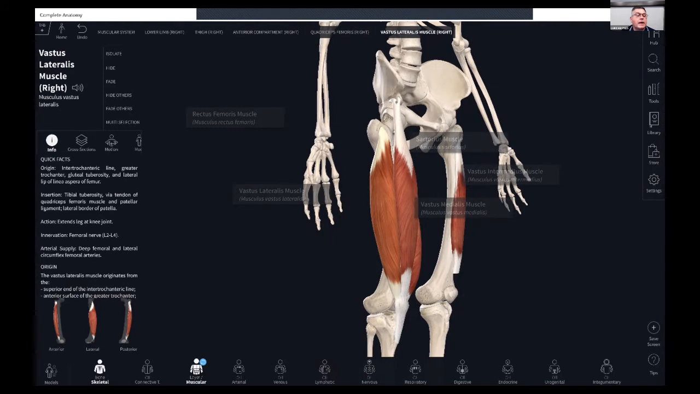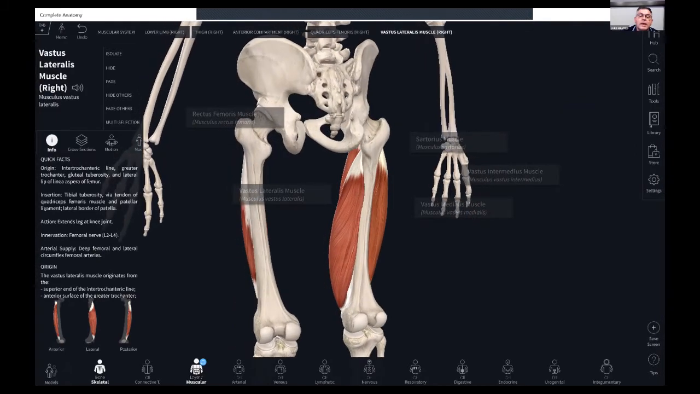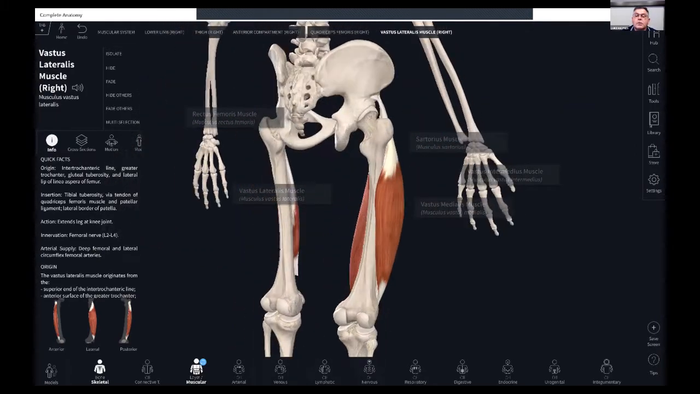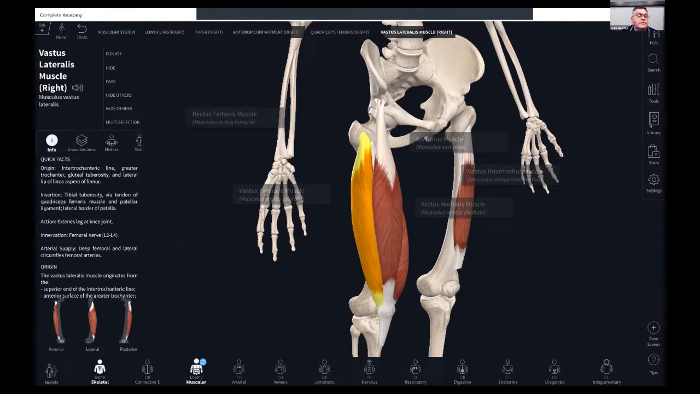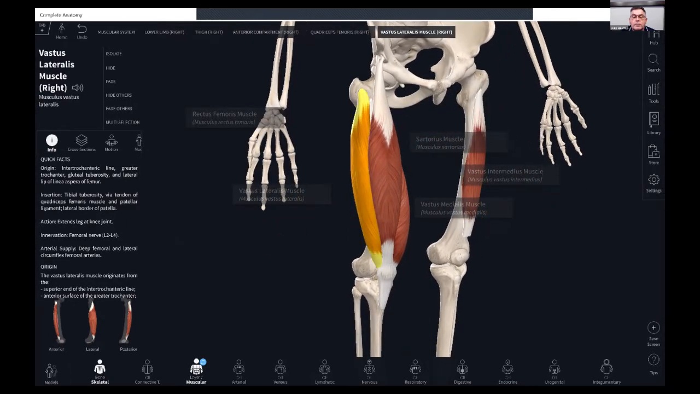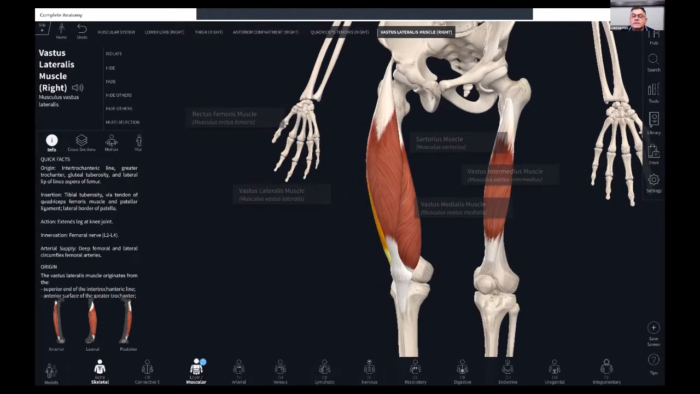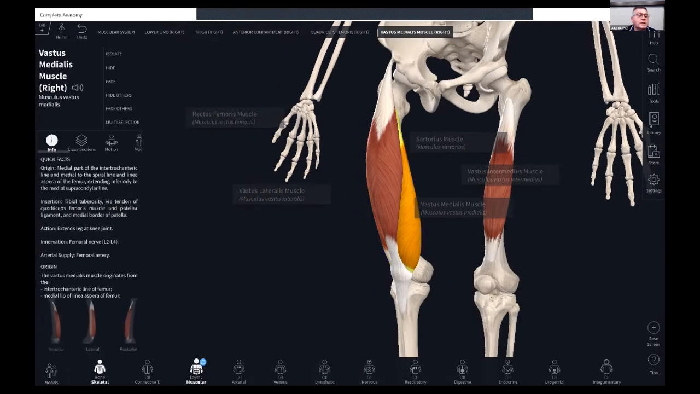Vastus lateralis. Zoom out just a little bit. Its origin is the intertrochanteric line, greater trochanter, the gluteal tuberosity and lateral lip of the linea aspera. So we have to turn a good bit to see its footprint. It inserts in the tibial tuberosity again via the quadriceps femoris muscle and the patellar ligament there at the lateral border of the patella. We look at the vastus medialis. Its origin is the medial part of the intertrochanteric line.